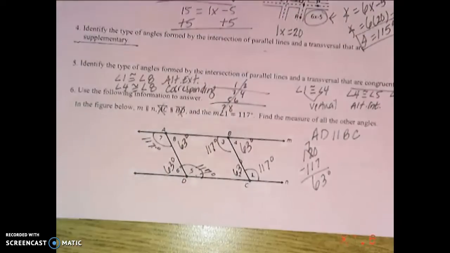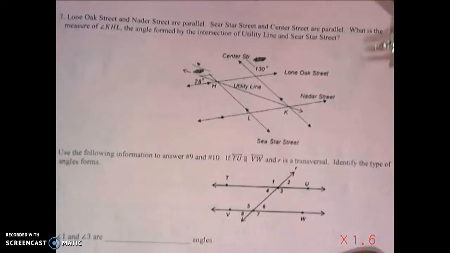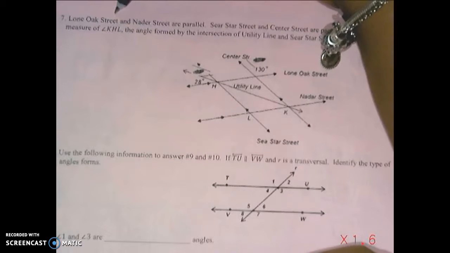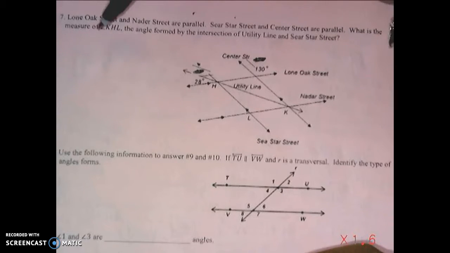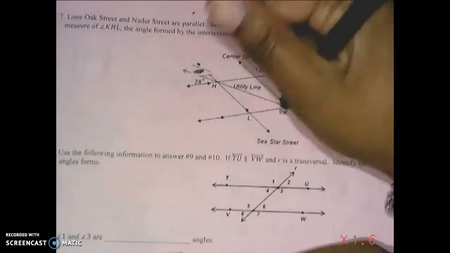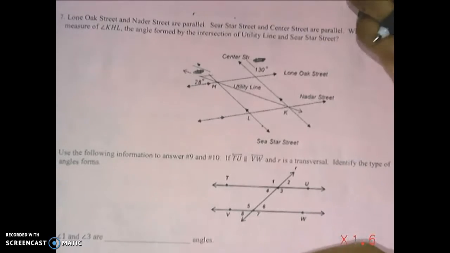Okay? All right. Number 7, Lone Oak Street and Nader Street are parallel to each other, and Sear Street and Center Street are parallel. What's the measure of KHL? KHL is this angle in here.